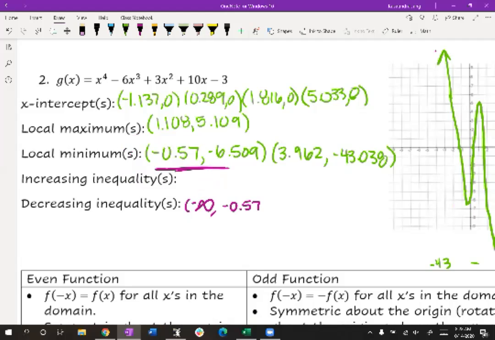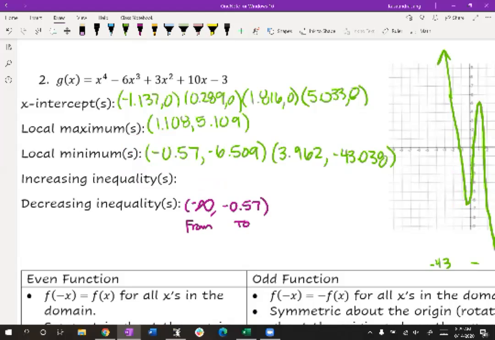So I'm going from an x value to an x value. Notice I did not use the y value. I just took the x value. I went from negative infinity until the negative 0.57. And this is an interval from where to where. If you need to make yourself a note about that, go for it. From one x value to another x value. It was decreasing in that section.